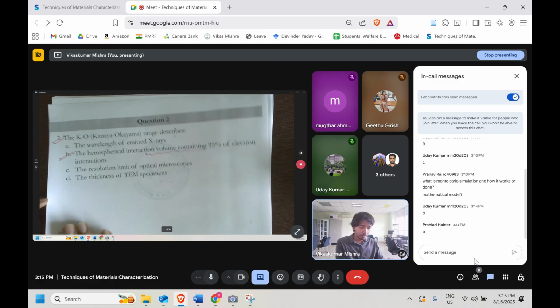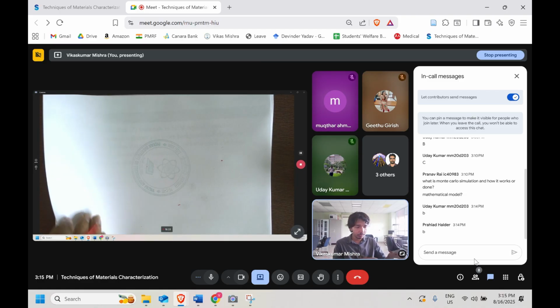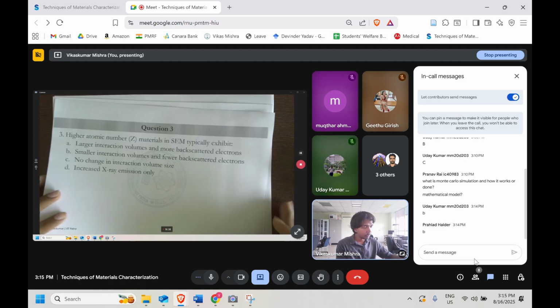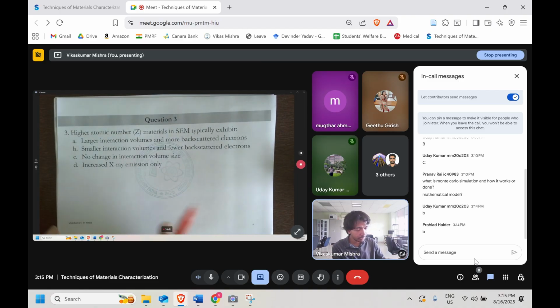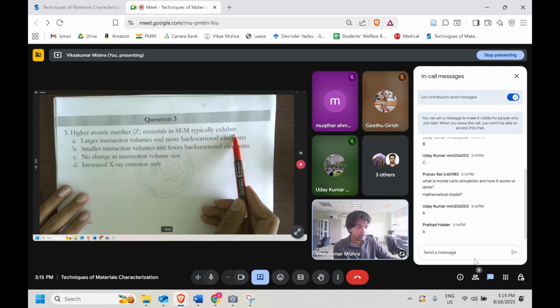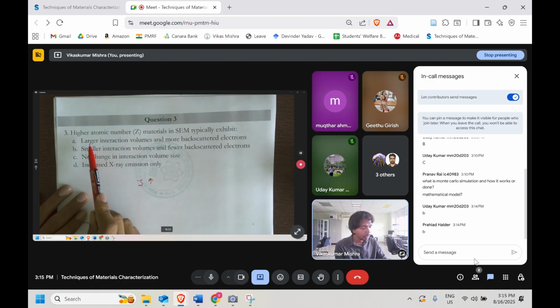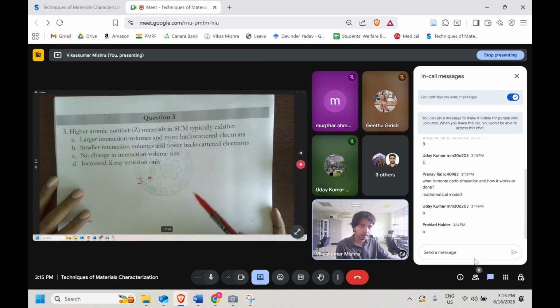If any doubt, guys, let me know. If not, let's move ahead to the next question. Question number 3. Higher atomic number Z material in the SEM typically exhibit: atomic number is high, Z is more. What is going to happen? Large interaction volume and more backscattered electrons. Small interaction volume and few backscattered electrons. No change in the interaction volume. What do you think?